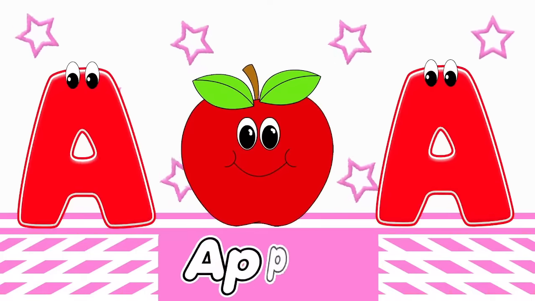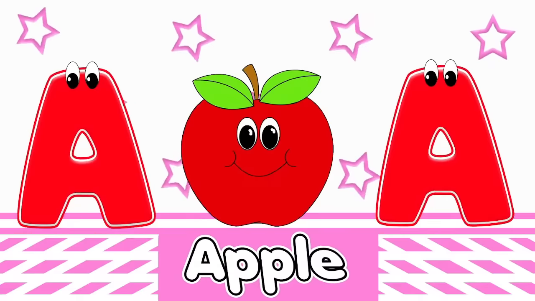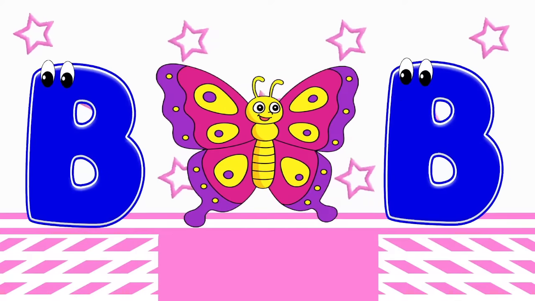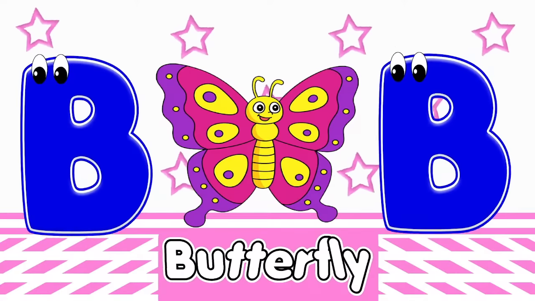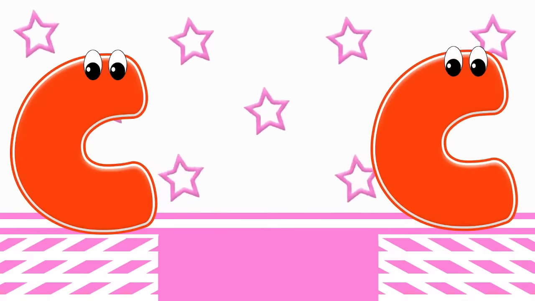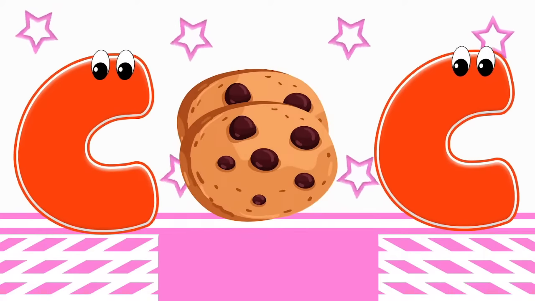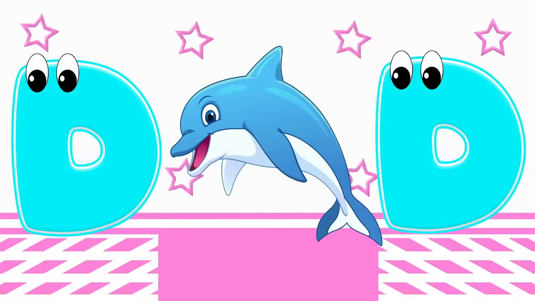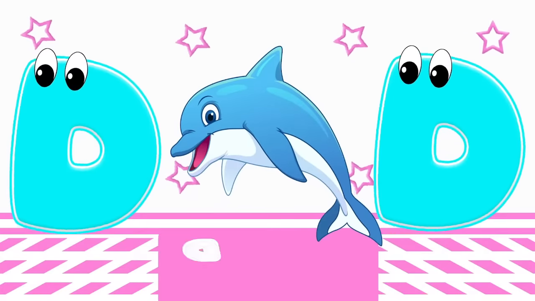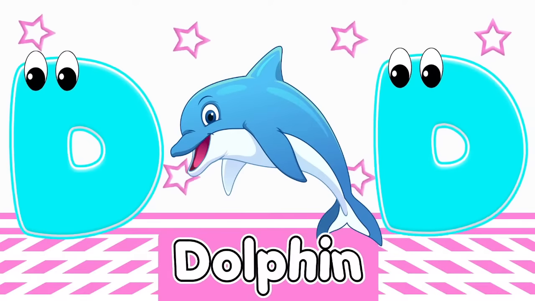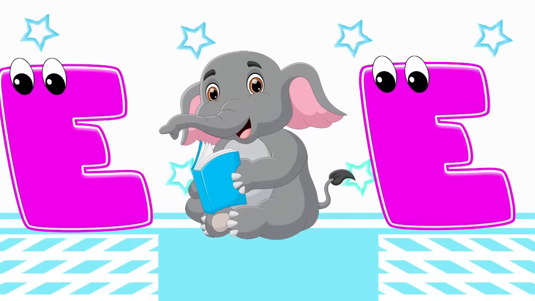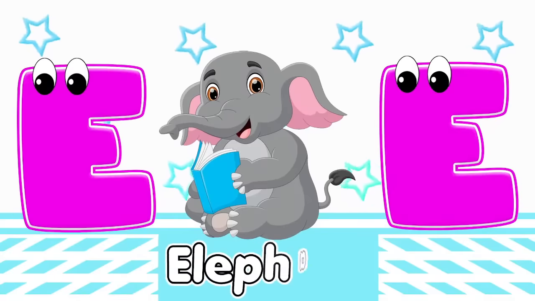A is for apple, apple. B is for butterfly, butterfly. C is for cookie, cookie. D is for dolphin, dolphin. E is for elephant, elephant.